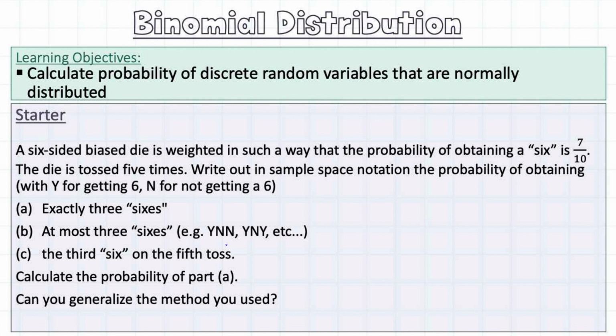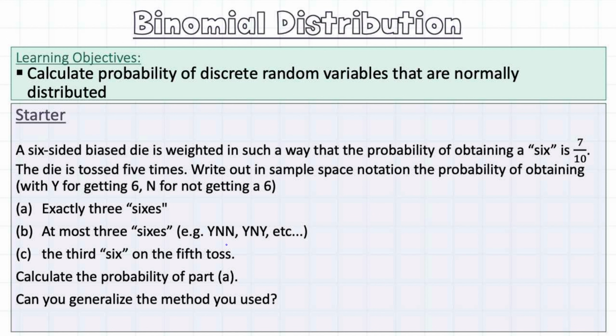So I want you to pause the video here and try and answer this question and see how far you can get with it. Because understanding how this question works will help you understand how the binomial distribution behaves.